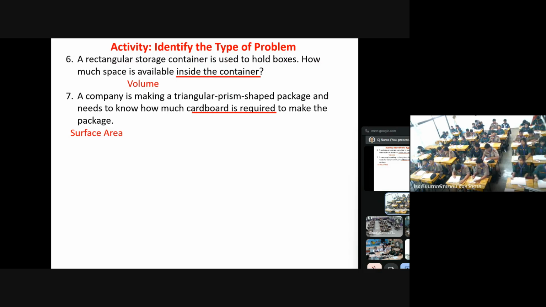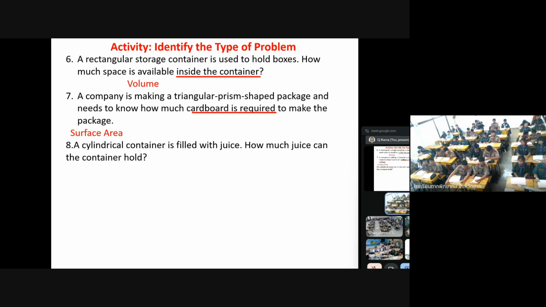Next, number 8. A cylindrical container is filled with juice. How much juice can the container hold? Surface area, volume? Volume. What is the keyword? Hold. Container hold. All right.